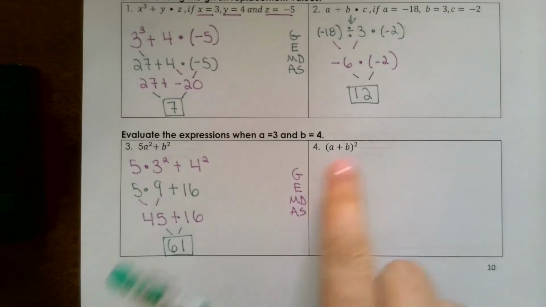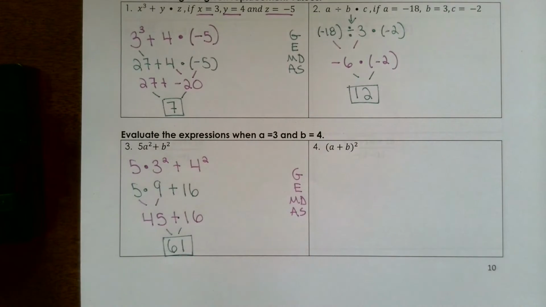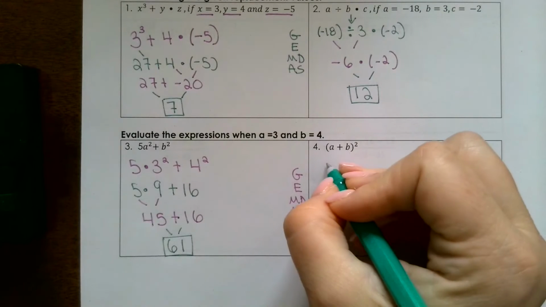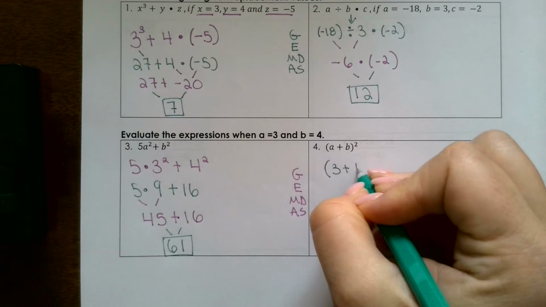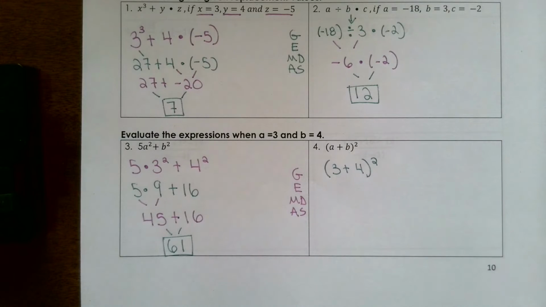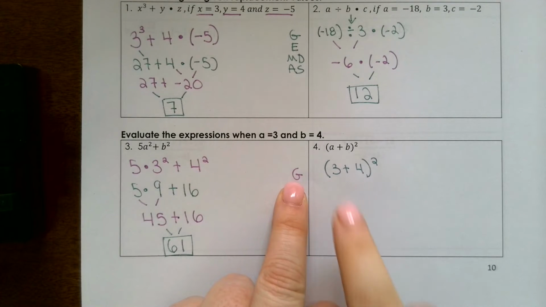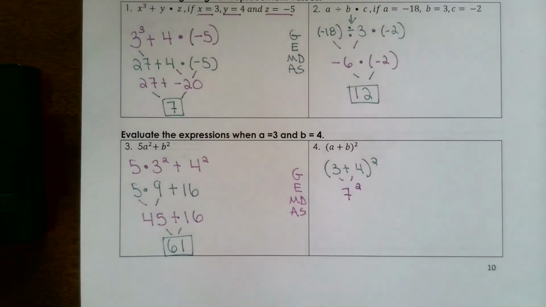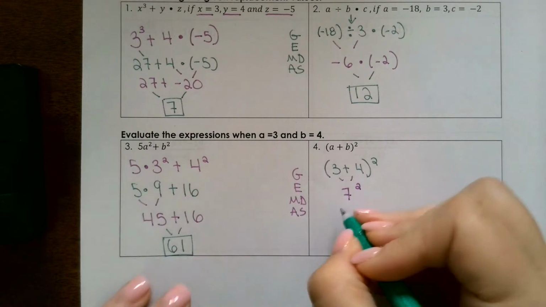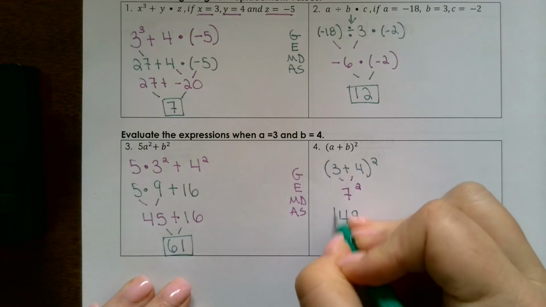Now, I have a plus b, squared. Let's just see what happens here. I'm going to substitute. I have to keep it like it is in the parentheses: 3 plus 4, and it's squared. So I have to evaluate what's inside the parentheses first. 3 plus 4 is 7, and then that's going to be squared. 7 times 7 is 49.